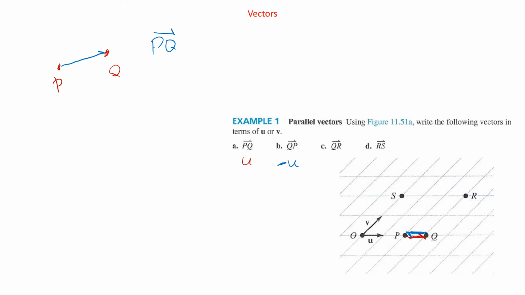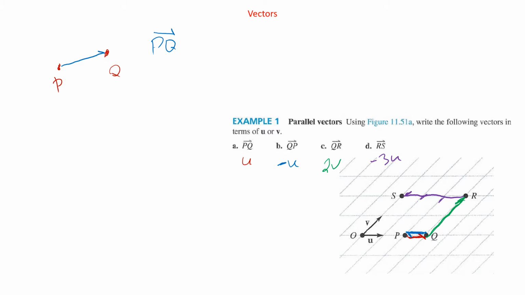QR, that'd be starting there and going all the way to R. That's going to be in the V direction, but it's not going to be one, it's going to be two of them. So that'd be 2V. And then RS, starting there and going backwards. So this is, again, backwards. It's a U direction, but it's backwards. So it's negative U, and it's 3 U's long. So this would be negative 3U.